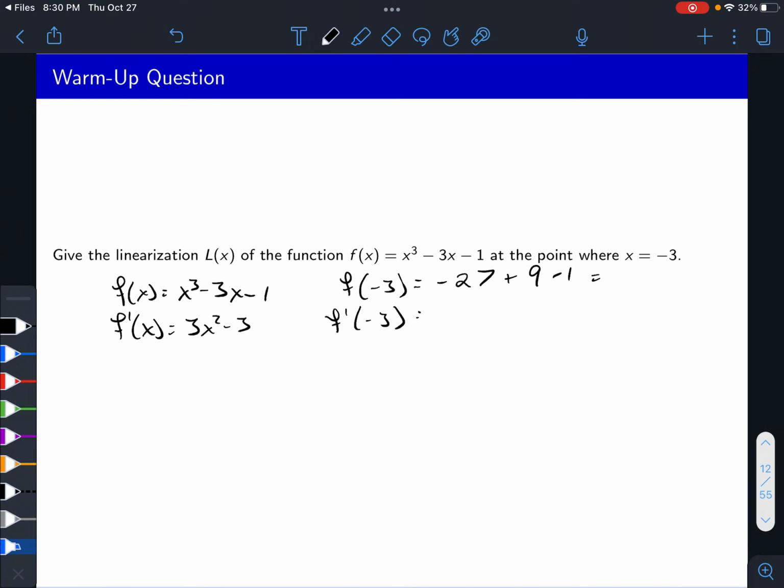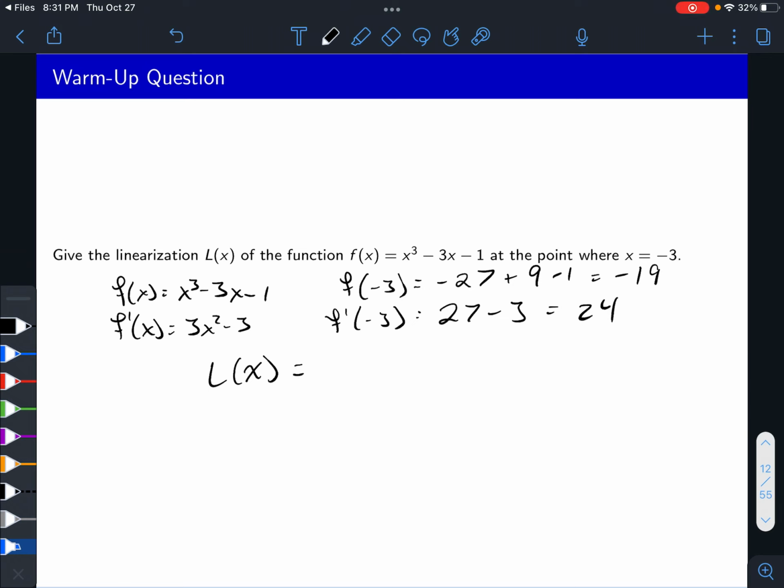So this would be, let's see, 27 minus 9 is 18, plus 1 would be 19, so this would be -19. f prime of -3 would be 3 times positive 9, so that would be 27 minus 3, so that one's a lot easier. That's going to be 24.